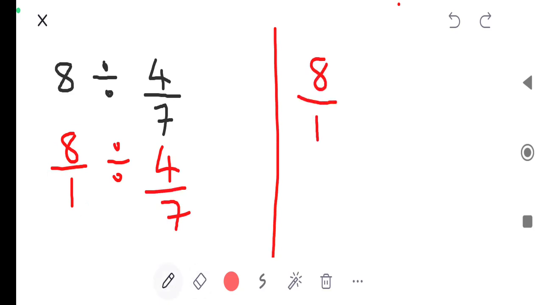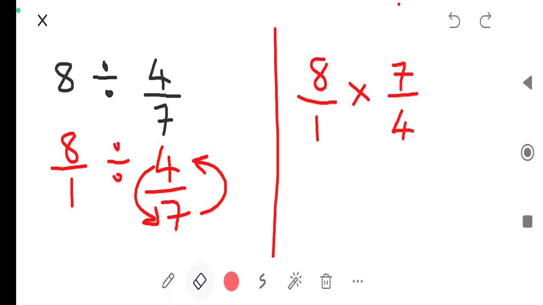Then you change this division to multiplication. Then you flip 4 over 7. When you flip 4 over 7, 7 will go up and become the numerator. 4 will come down and become the denominator. So you will have 7 over 4.